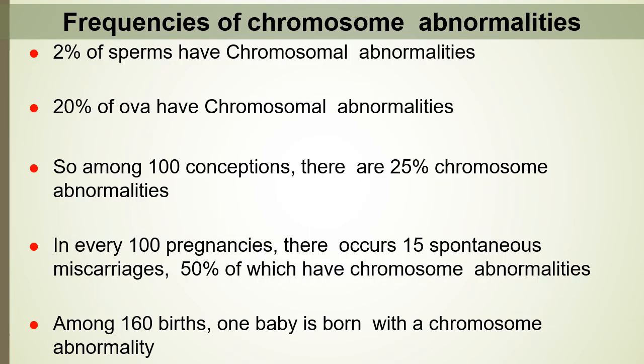If we look into the statistics of chromosome abnormalities, around 2% of sperms and 20% of ova have chromosomal abnormalities. So, among 100 conceptions, there are 25% chromosome abnormalities. In every 100 pregnancies, there are 15 spontaneous miscarriages, 50% of which have chromosome abnormalities. Among 160 births, one baby is born with a chromosome abnormality.